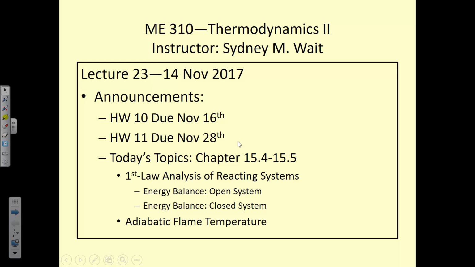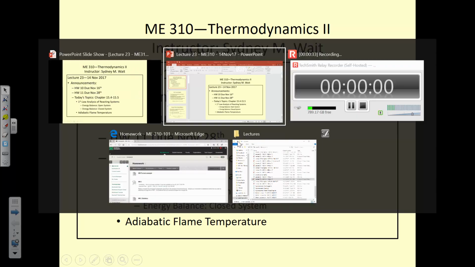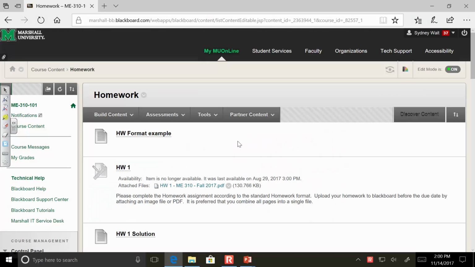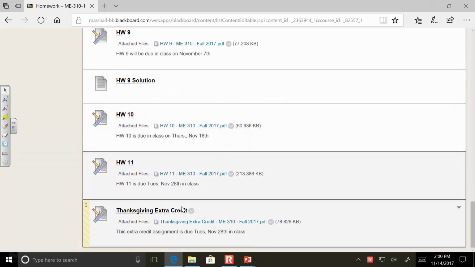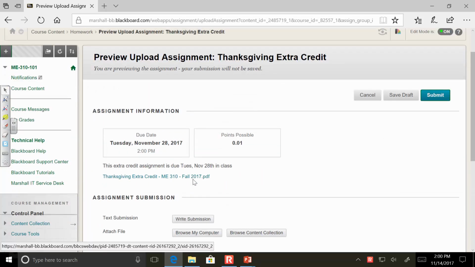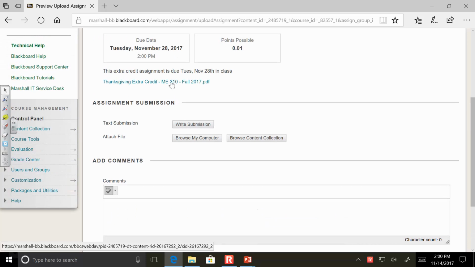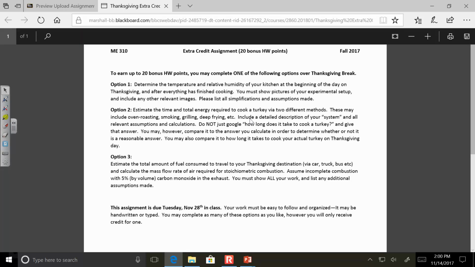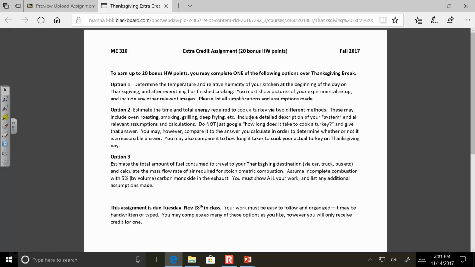to enjoy your vacation. There is also an additional opportunity for you to earn some extra credit. So there's a Thanksgiving extra credit assignment, and there's 3 different options for you to choose from. The first is determining the temperature and relative humidity of your kitchen before and after cooking all of the Thanksgiving meal.